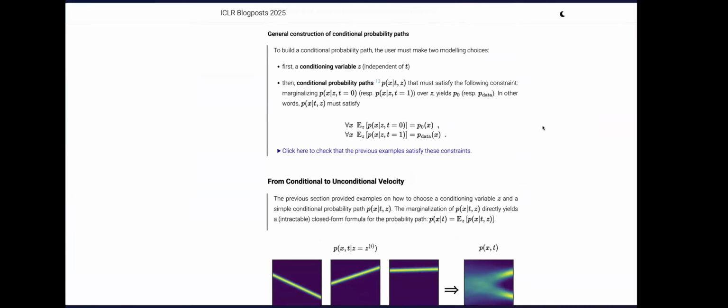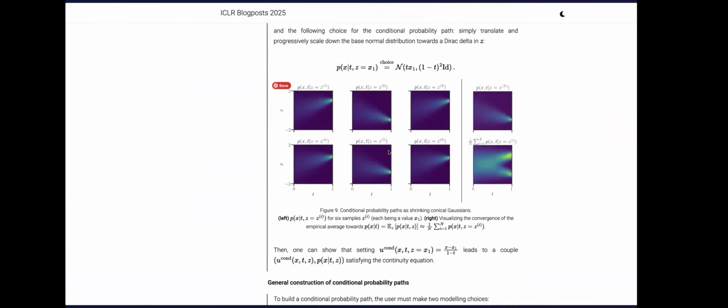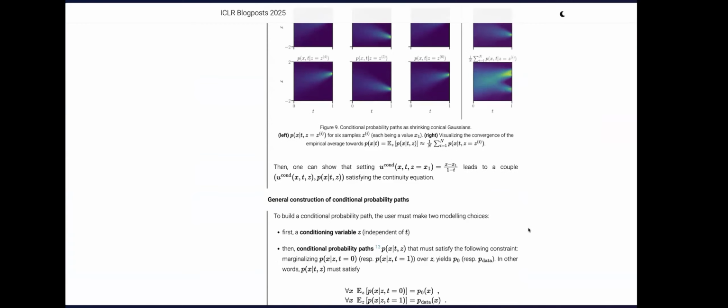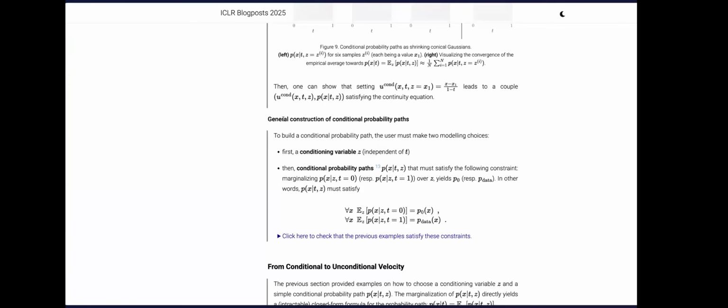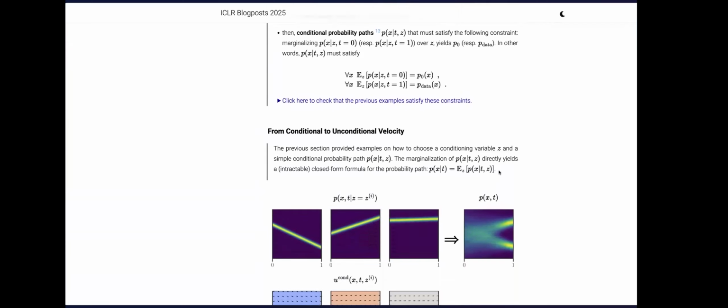If you read this, they give you three conditions, at time 0, at time 1, and it's easy to find out what the velocity field is. For the conical one, the velocity field is this: x minus x1 over 1 minus t. So here is the general construction of a conditional probability path if you want to come up with a new one yourself. Okay, now pretty quickly, let's transition to the unconditional velocity.